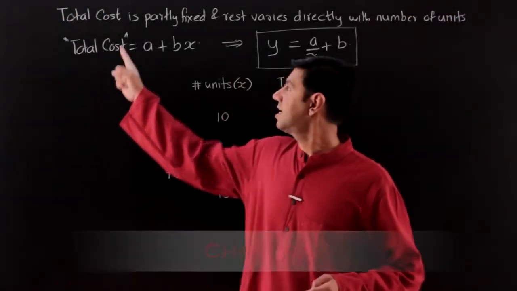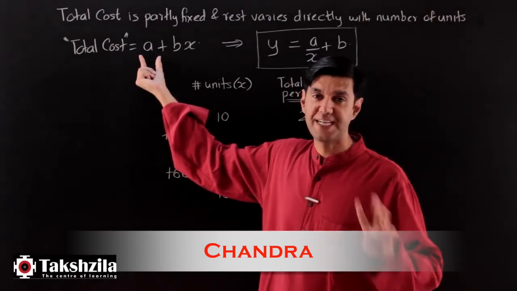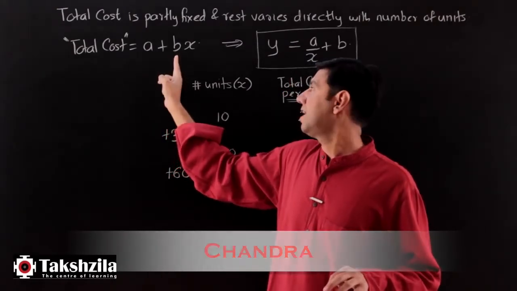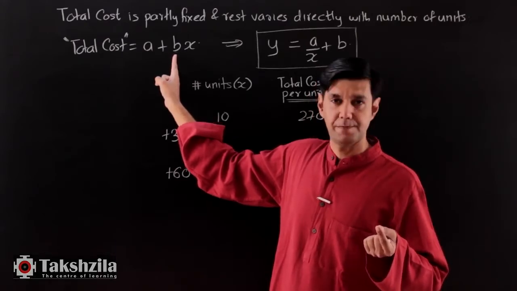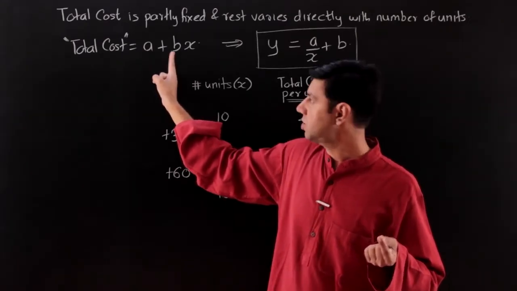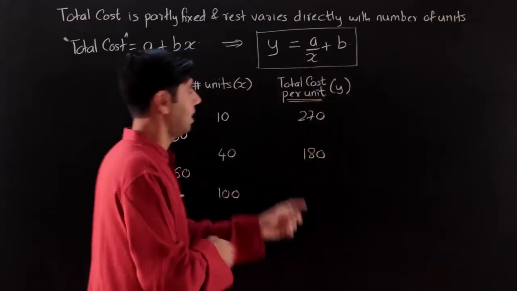In the original relation given in the question, the total cost: A was my fixed cost and my variable cost for every unit was B. So this is my lunch cost, or this is my bus hiring cost, in our analogy.